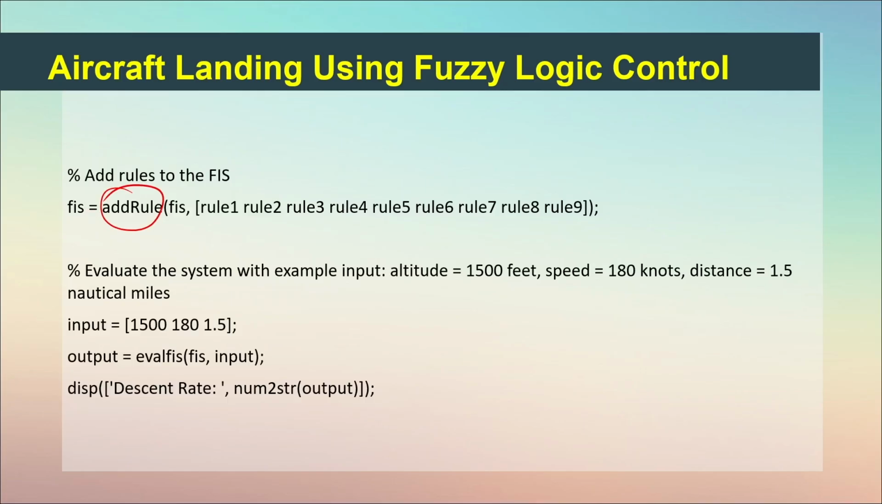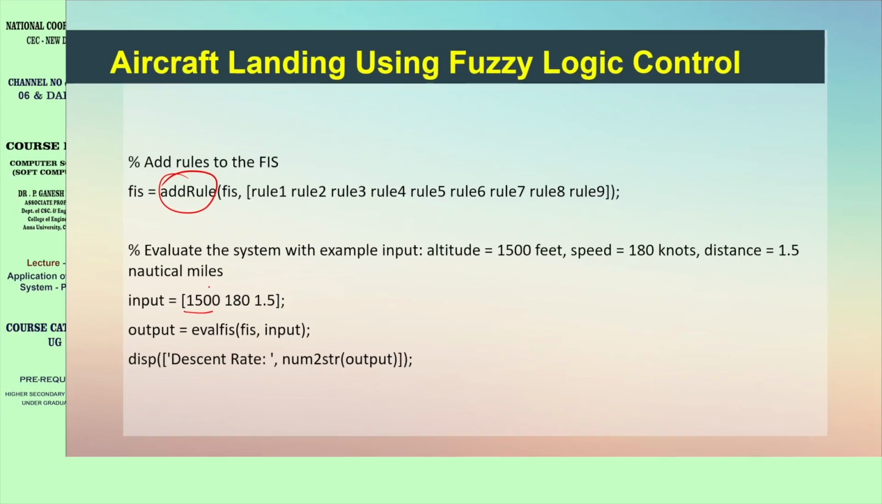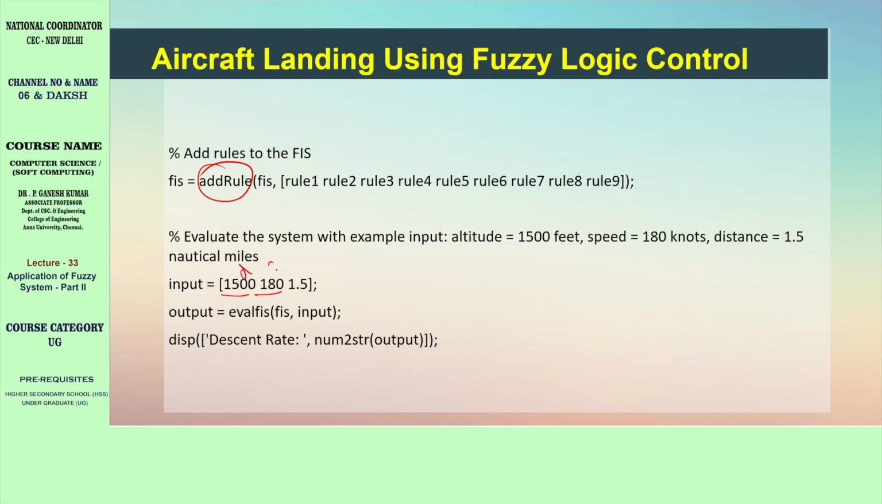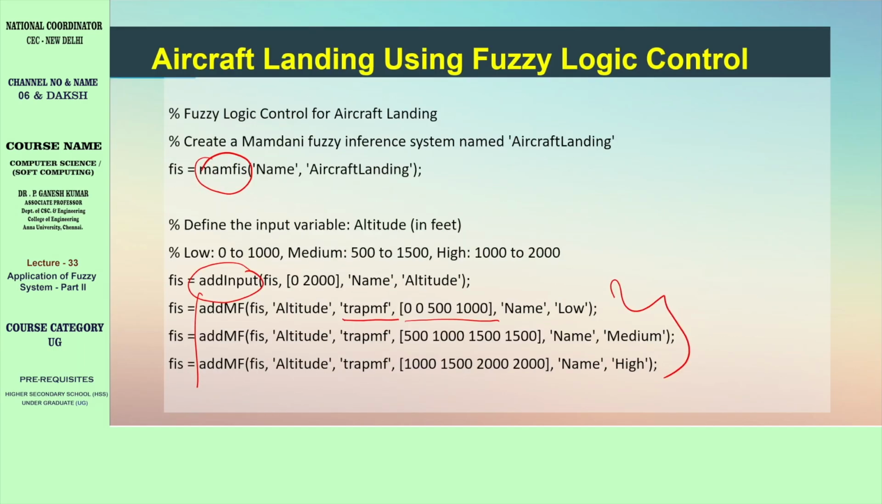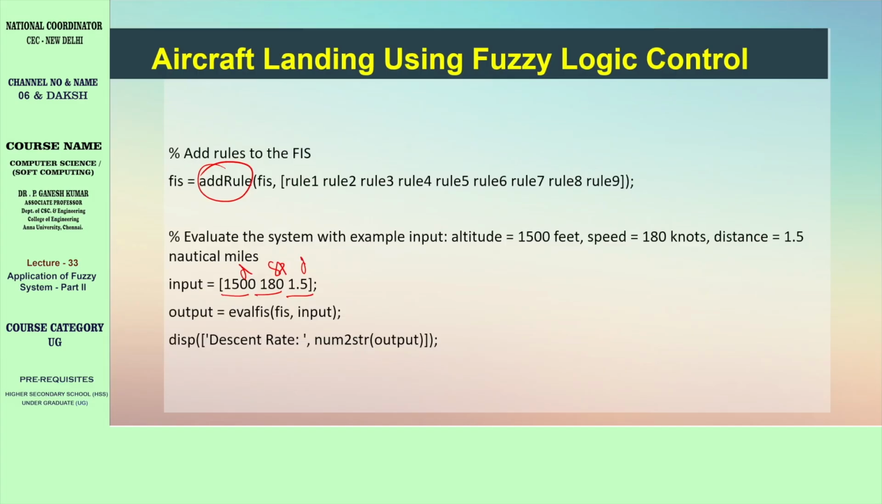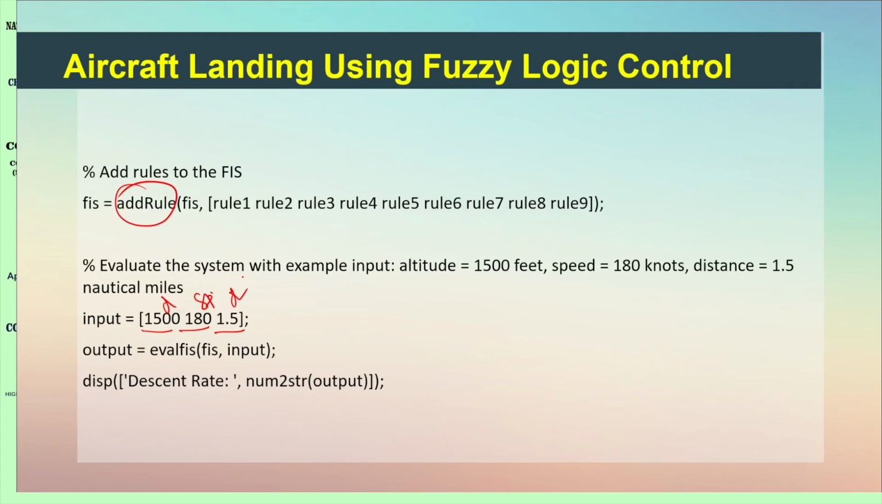The system is ready in terms of linguistic variables, in terms of membership functions for each linguistic variable, and in terms of rules. Now the major components needed for executing the FIS are ready. Now the FIS has been executed by substituting the inputs 1500, that is for altitude, 180 that is for speed, and 1.5 that is for, I think, the third one, distance to runway. The first one is altitude, yeah. So altitude, speed and distance. So these 3 parameters have been given as input.